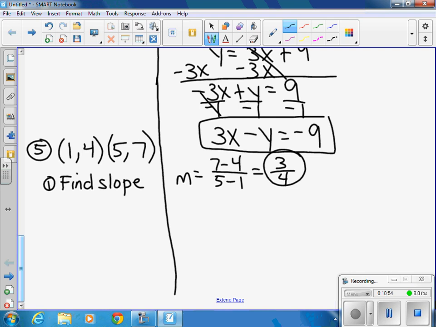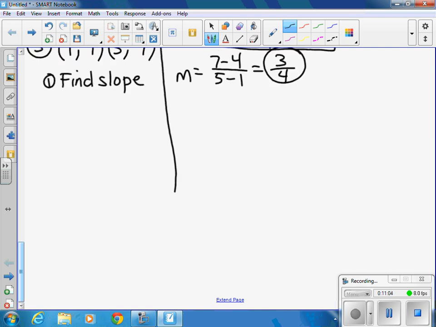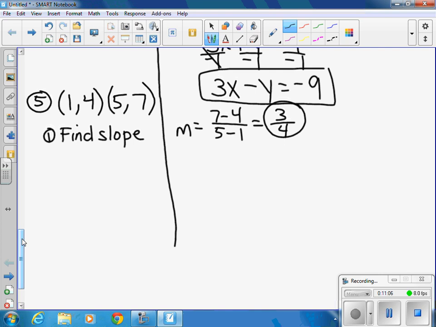Now, I like to use point slope form, but that's just my personal way. Many of you might like using slope intercept form, where you find the b and then you write your equation. It's literally up to you. There is no wrong way to do this, but there can be wrong answers. So make sure your answer, no matter how you approach the problem, comes out to be the same. I'm going to pick any ordered pair and do point slope form. So I'm going to choose the 1, 4.